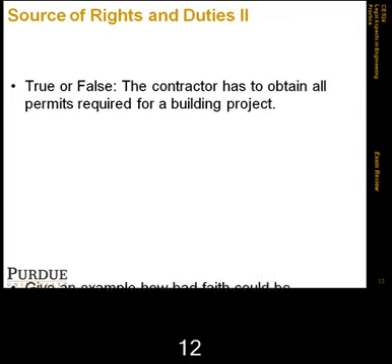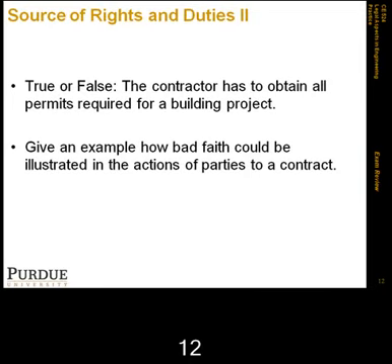But in general, it's usually stated in the contract. Second, give an example of how bad faith could be illustrated in the actions of parties to a contract. We actually had a couple of examples. So, for example, if a party goes into a contract and we can establish that they had an intent to make changes in the contract even before they sign it, that could be a method of establishing that they were entering into the contract with bad faith.